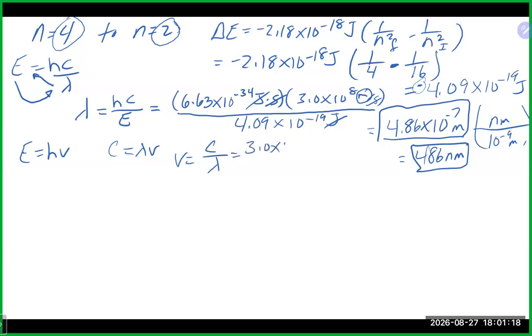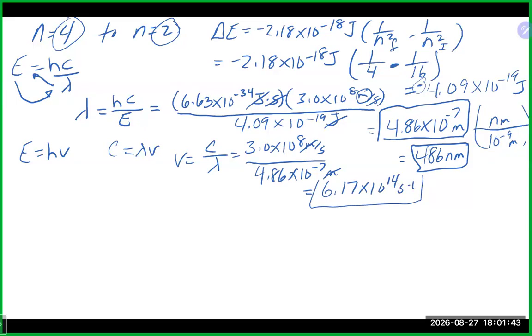So 3 times 10 to the 8 meters per second divided by our wavelength, again using our meter number there. That way the meters will properly cancel out and leave us with our frequency here of, looks like 6.17 times 10 to the 14 reciprocal seconds. Any questions on that one there? Yeah.